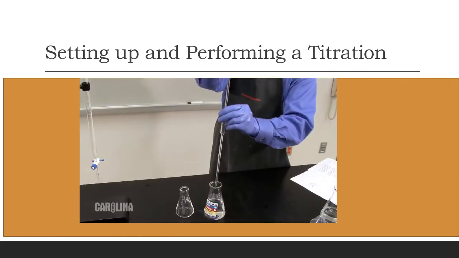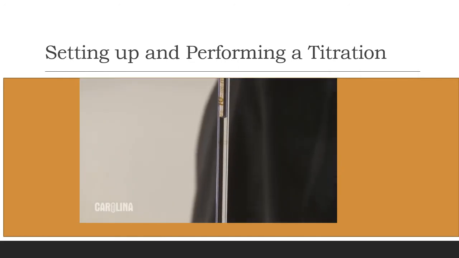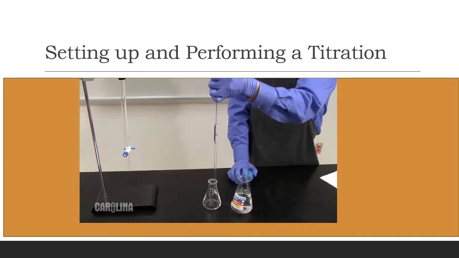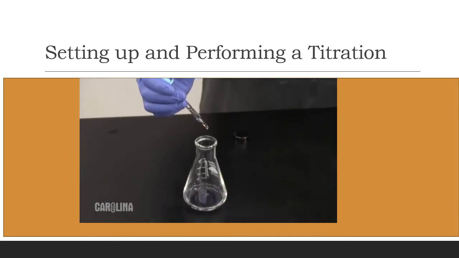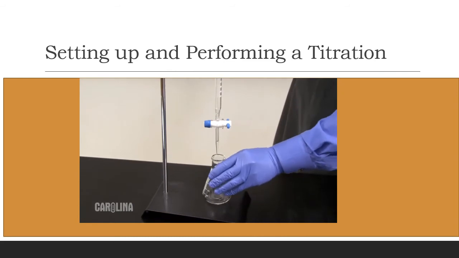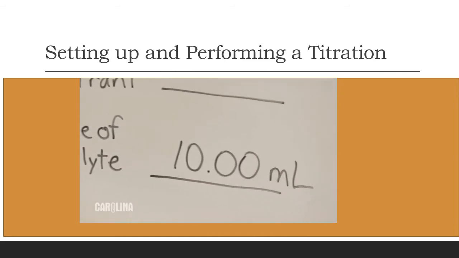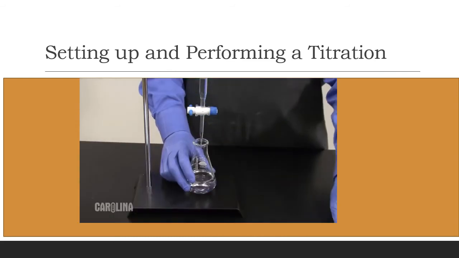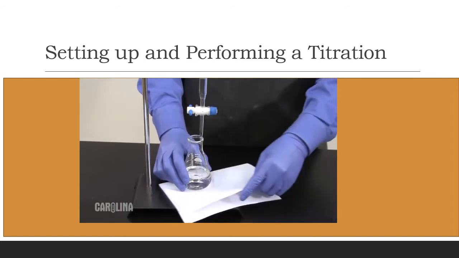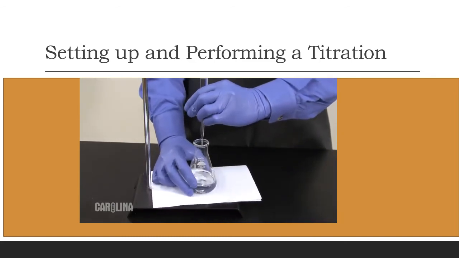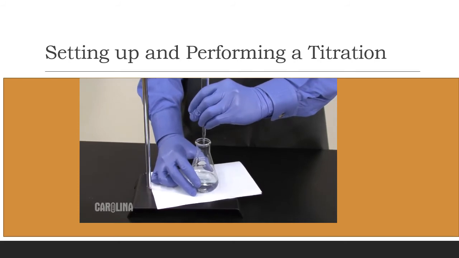Use the volumetric pipette to transfer the analyte to the flask. Add a few drops of indicator to the flask and swirl. Place the flask under the tip of the burette. Record this volume. Placing a piece of white paper under the Erlenmeyer flask may make it easier to detect the color change. Operating the burette requires two hands.